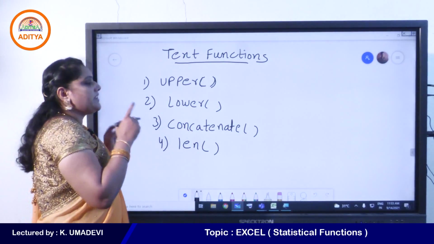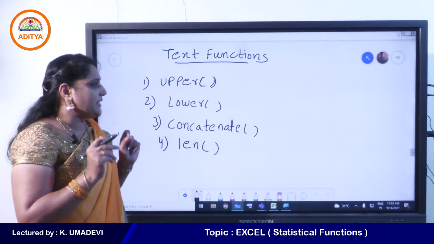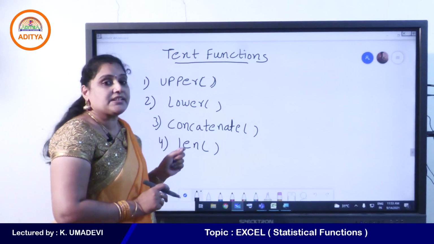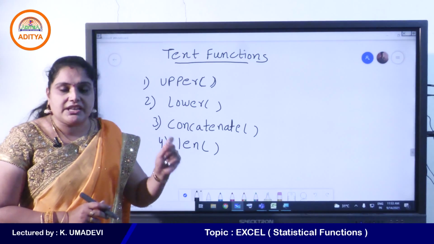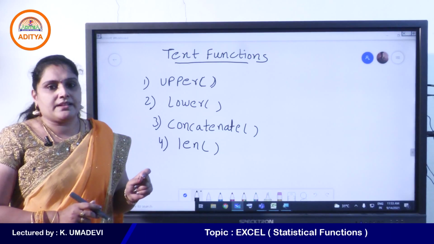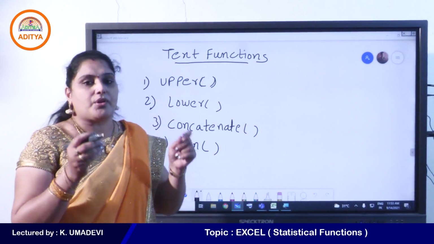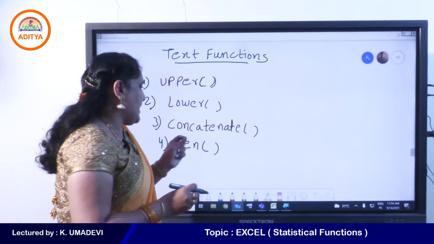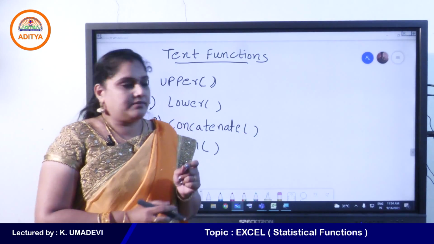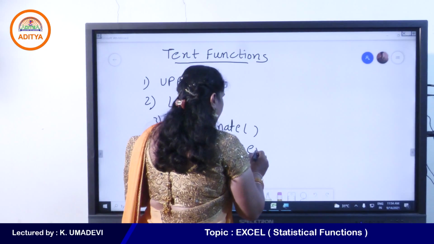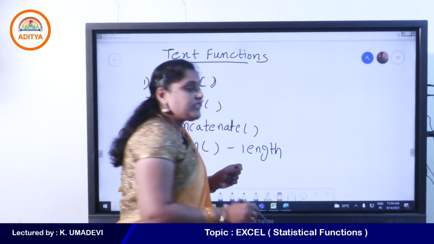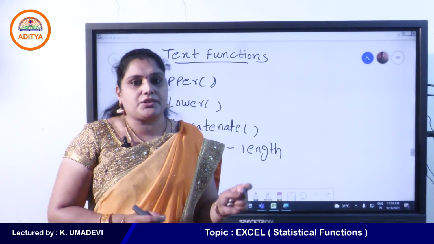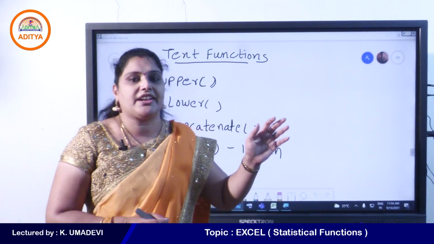Okay. So the first one is upper. Upper is nothing but uppercase, lower means lowercase, concatenate means combine, concatenation means combining. So if you want to combine two or more strings, then we use the concatenate function. And the last one is length. This function is used to return the length of the string. That means it displays the total number of characters in a given string.